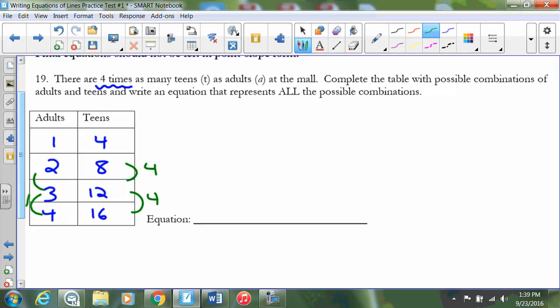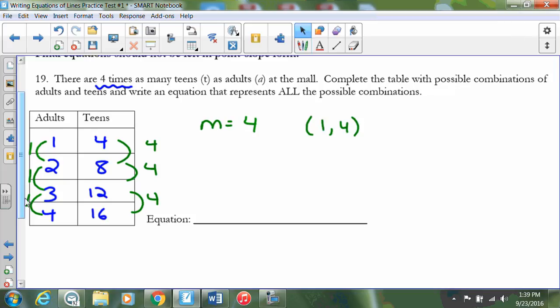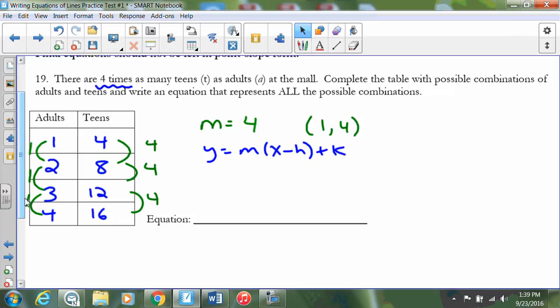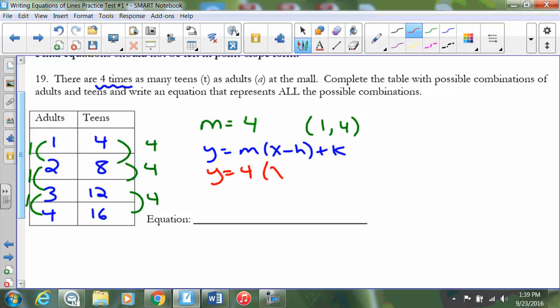Once again, this is a linear table, so we really didn't have to do all of these, but we know that the slope equals 4. And if we go ahead and pick a point, we can pick (1, 4) if we'd like, and we're going to plug it into our slope-intercept. Nope, sorry, our point-slope form, where we see the slope, we know it's 4. We see h, we know it's 1, and k, we know it's 4.